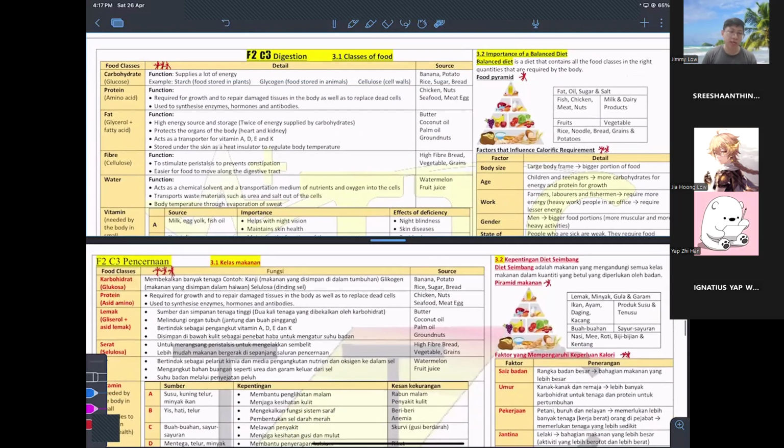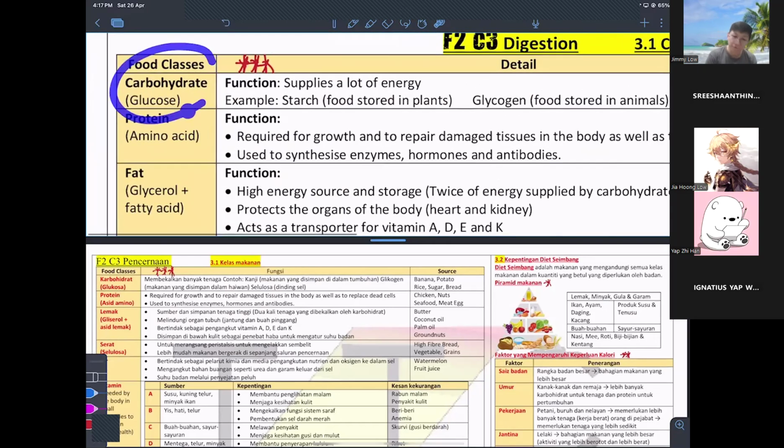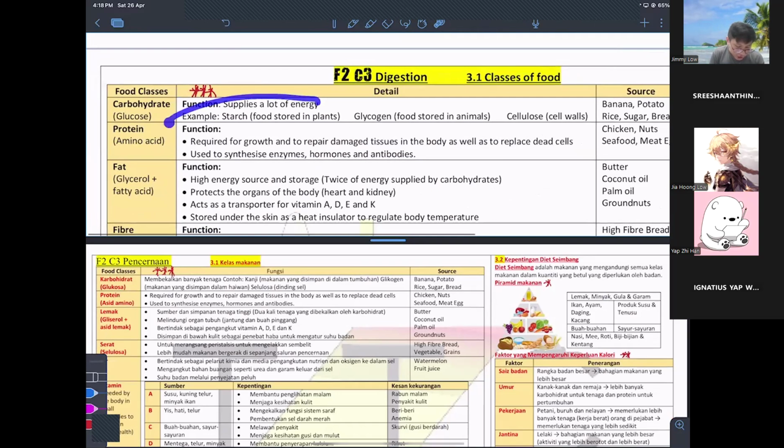When it comes to chapter 3, the food classes matter. Food classes matter. I repeat, food classes matter. Your objective or your subjective is very, very popular in coming up with these kinds of questions. So they ask you about the types of food classes, like glucose, protein, all these kinds of things. Then they will ask what is the function or what is the example of the food. You have to give them.